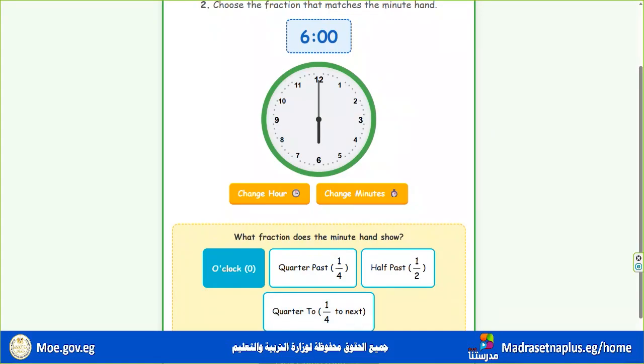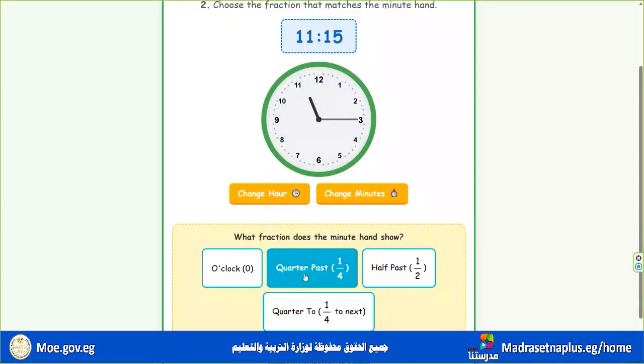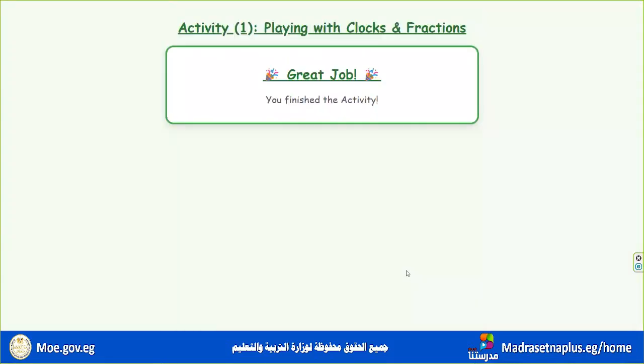Next, 11:15. Let's change the minute hand. Yes, 15 means the long hand points to 3. Let's change to get 11. Sorry, I clicked fast. Now it's 11:15, or quarter past 11. So 15 means what? Quarter past. Yes, we got all.